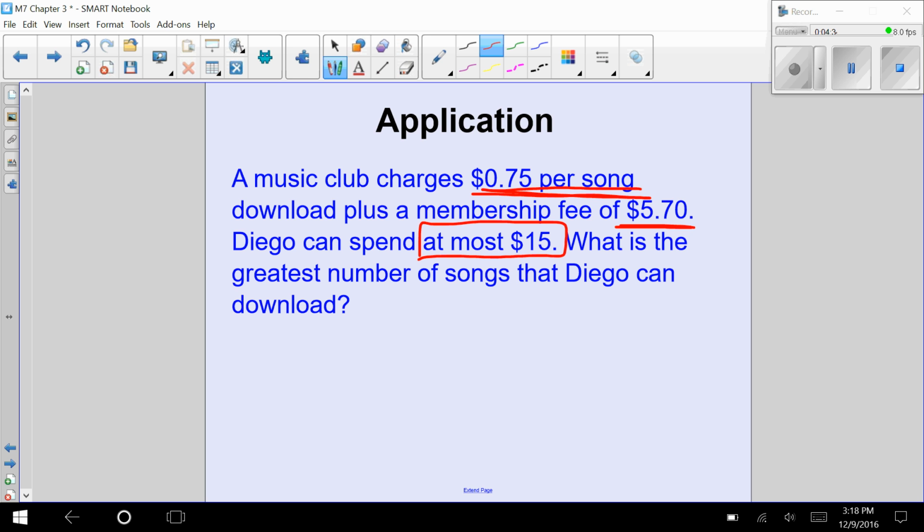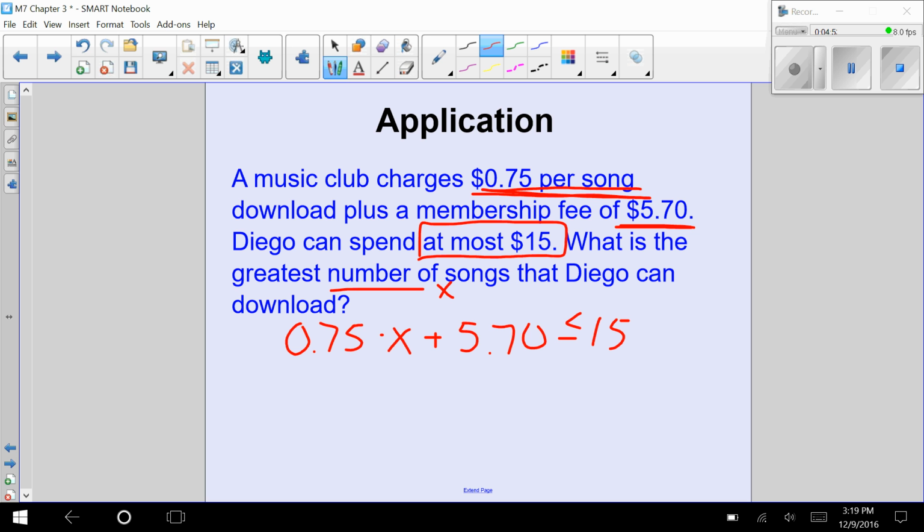Well, 75 cents per song. If you see the word per, it is a times. Times what? Well, number of songs. We don't know. There's our variable. Plus, he's also got to pay that $5.70. If he can spend at most, that's a less than or equal to 15.